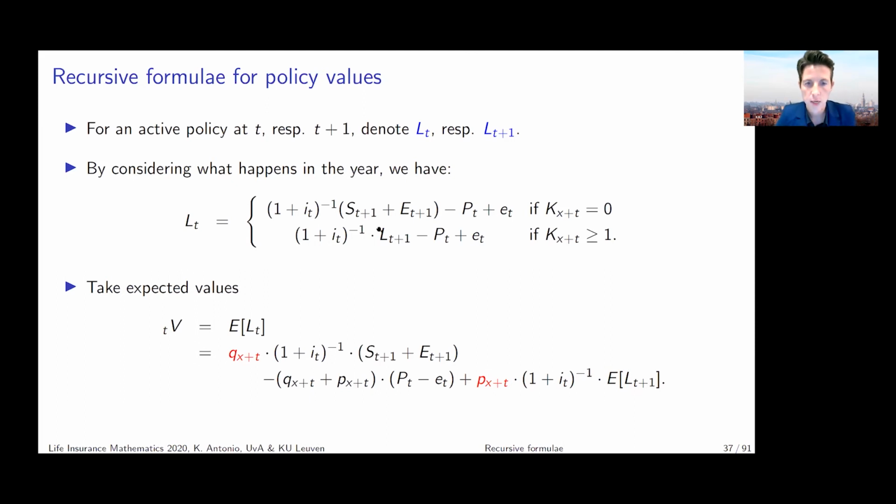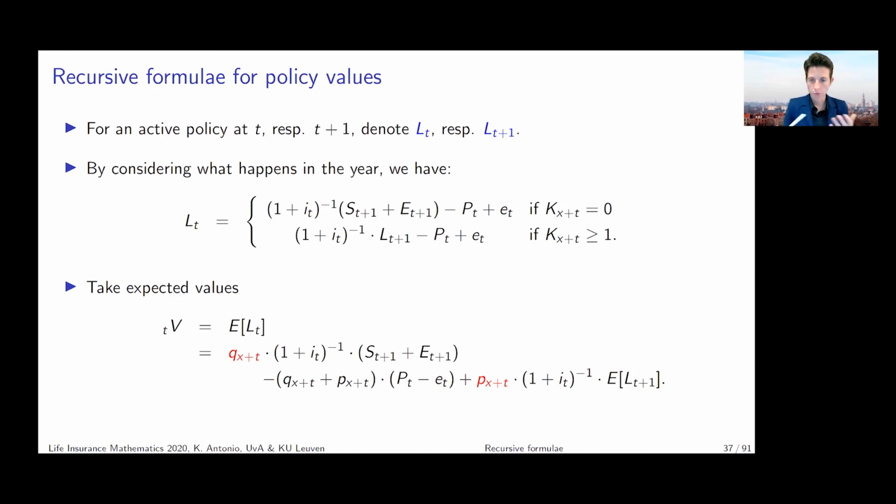Do note, in the second line, there is the random variable L_{t+1}. So I will have to write down the expected value of L_{t+1} over here. And do also note that in both scenarios, I will receive as an insurance company my premium P_t, and I will have to pay my premium-related expense e_t. So that's why we've got this P_t minus e_t with a minus here in front. We've got that in both lines, so we've got that with probability 1 in this expression.